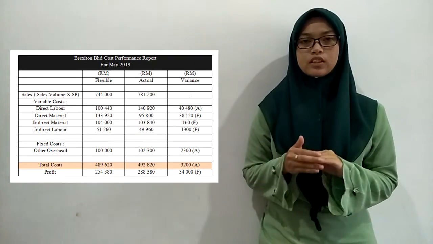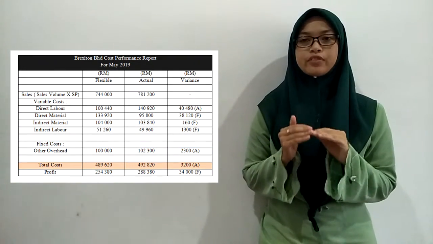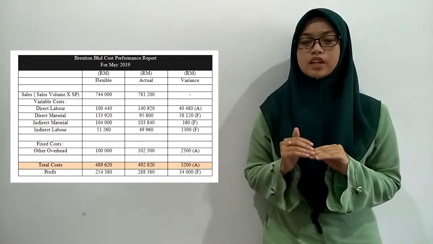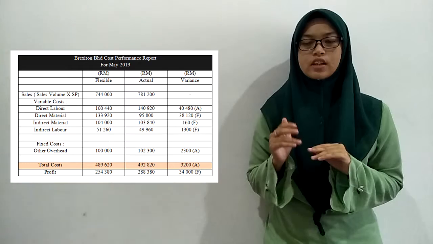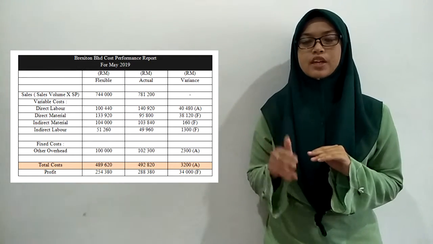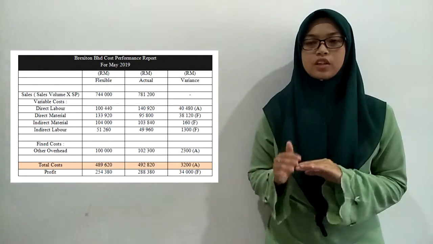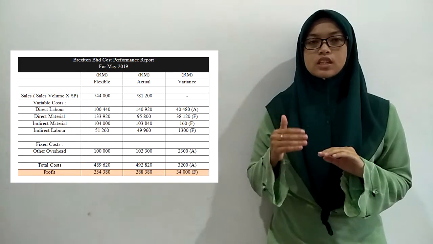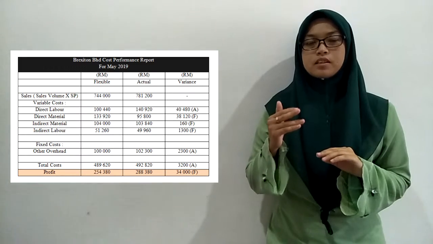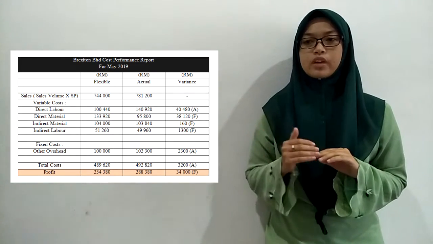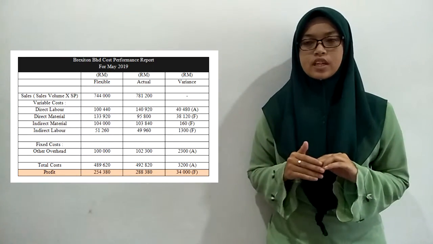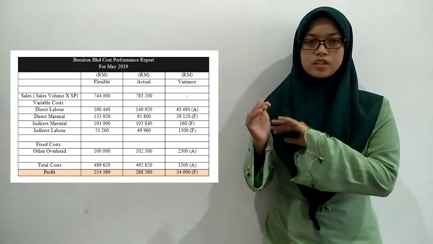From that, we can calculate total cost. Total cost, we get it from variable cost plus fixed cost. So we got 489,630 ringgit for the flexible column. Then from that, we can also calculate net profit, which we get from sales minus total cost. So we got 254,180 ringgit. Then let's proceed with the actual column.